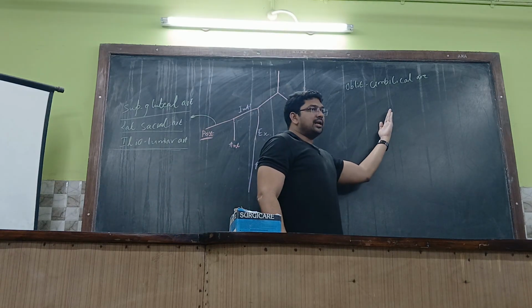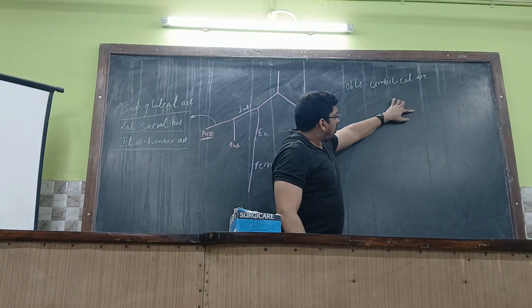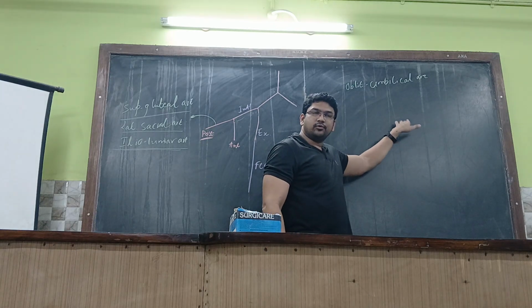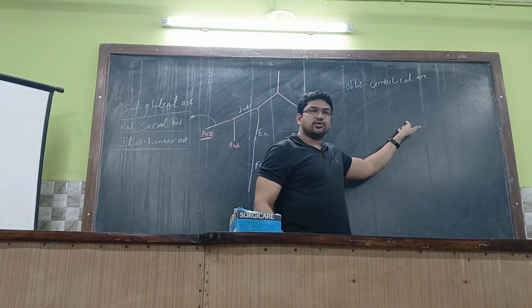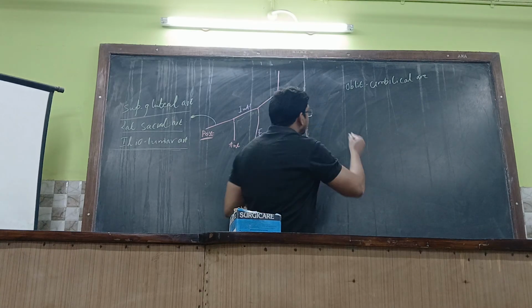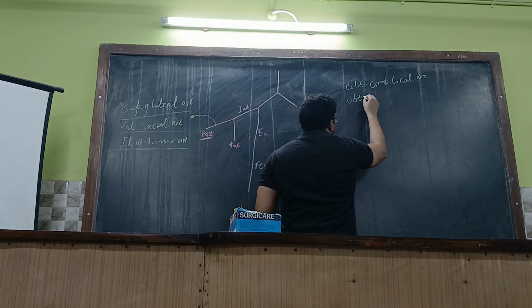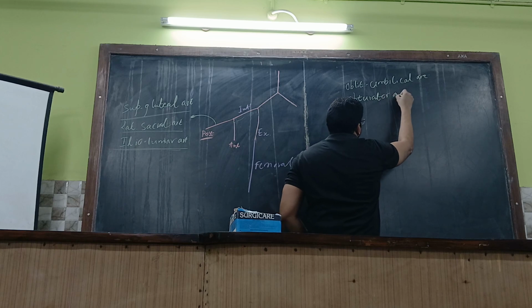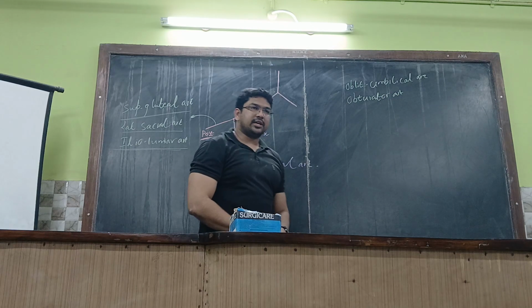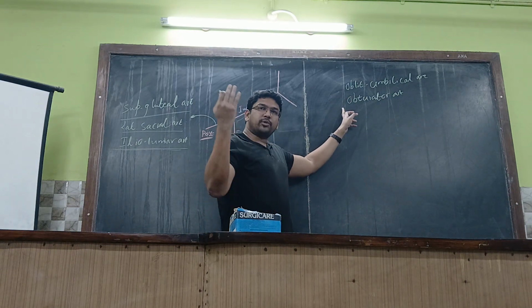So if you go a little bit laterally, there is an obturator canal. Is it or not? What is it? Obturator canal is present. So in the obturator canal, what artery will be passing over there? Obturator artery. Is it or not? Obturator artery. Okay.